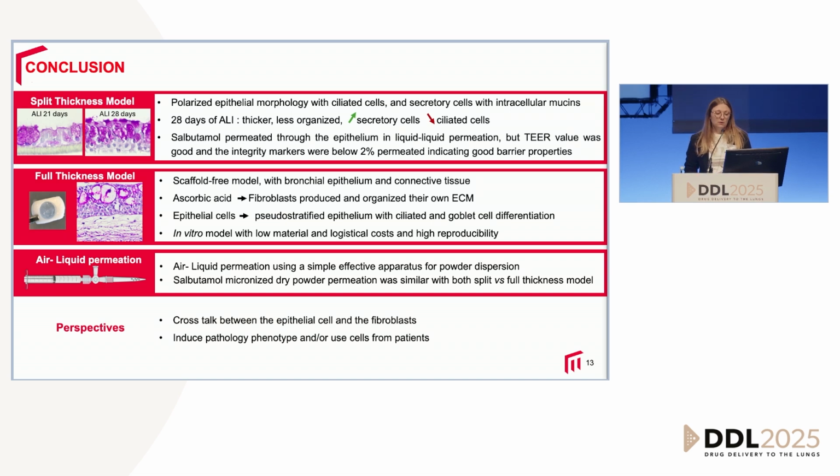So in this presentation, I talked a lot about the epithelial part and not much about what's happening in the connective tissue. So that's what's coming after. We want to try to see if there is any crosstalk between the epithelial cells and the fibroblasts. And also, this is a healthy model. So in the longer term, we want to try to induce the pathology, or even use cells from patients.